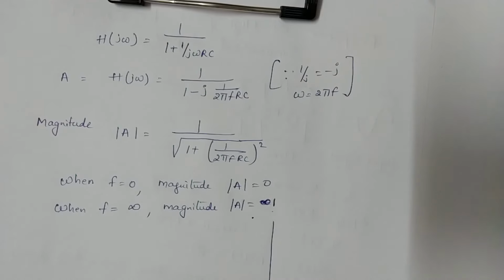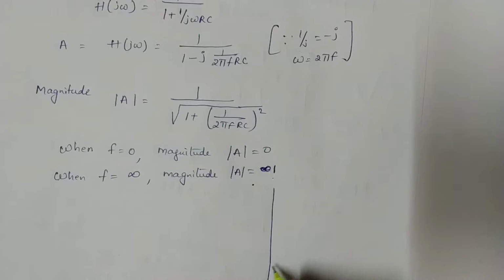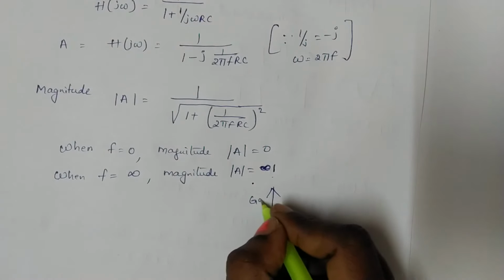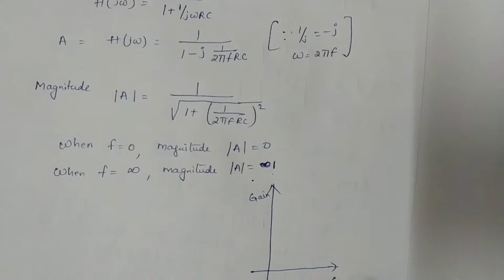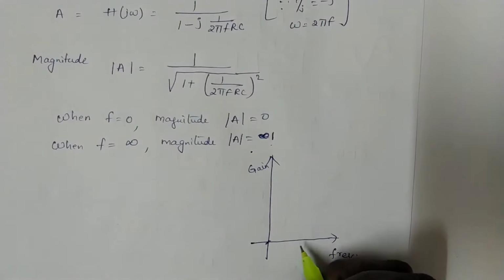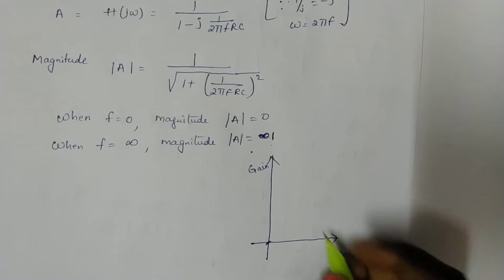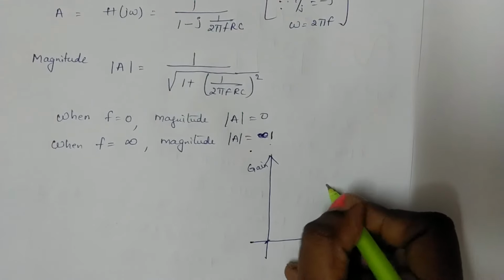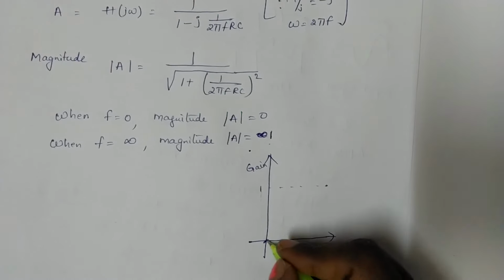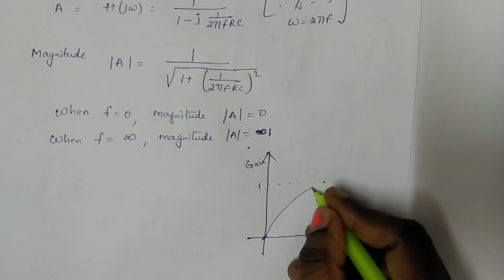Suppose this is the output frequency, and we are drawing the gain across frequency. When frequency is 0, what is the value of the magnitude gain? It is 0. As the frequency increases, reaching infinity, the gain value is unity. Suppose this is the value of unity, it reaches unity. So the graph will be represented like this.